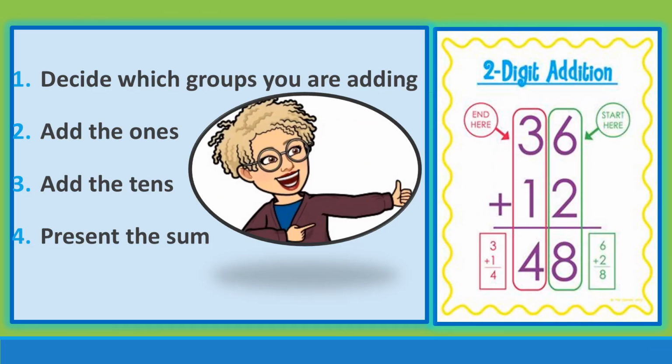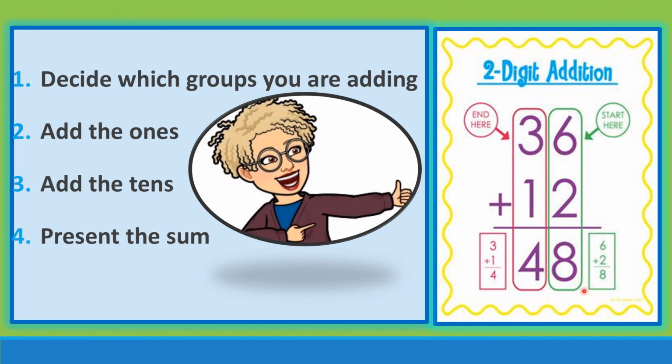Can you remember the steps that we took to adding two-digit numbers? Our little song suggested that we always add the ones first and then the tens. That means we would start here with the ones. 6 plus 2 equals 8. Then we'd end here with the tens. 3 plus 1 equals 4. That means the sum of 36 plus 12 is 48.